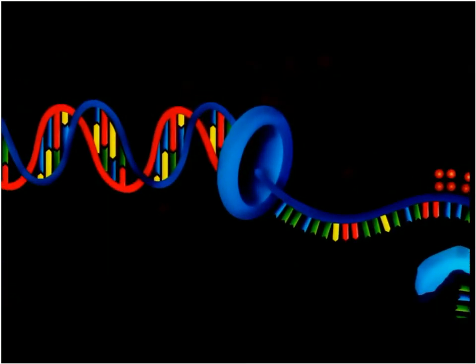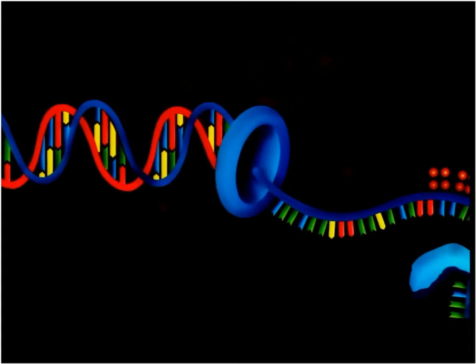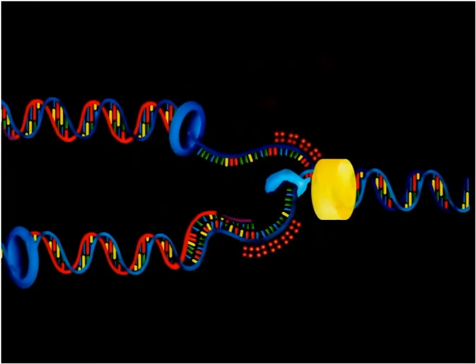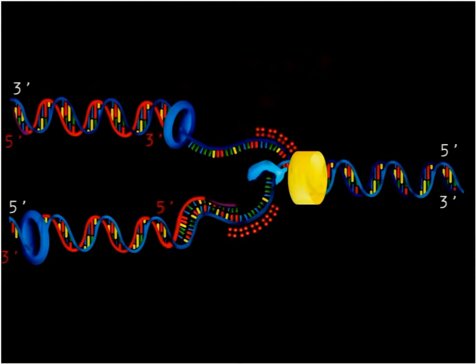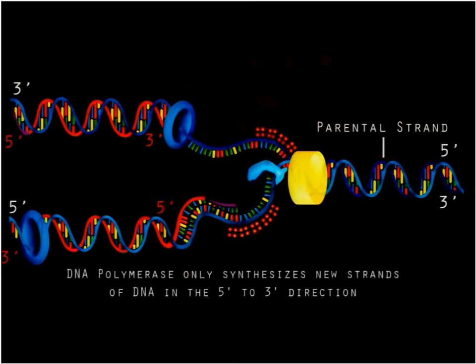Remember that a double-stranded DNA molecule is anti-parallel. This means if one strand is in the 5' to 3' direction, the complementary strand must be positioned in the 3' to 5' direction. Newly synthesized strands of DNA must be anti-parallel to the parent strand they are being copied from. However, the thing about DNA polymerase is that it only synthesizes new strands of DNA in one direction, only in the 5' to 3' direction.